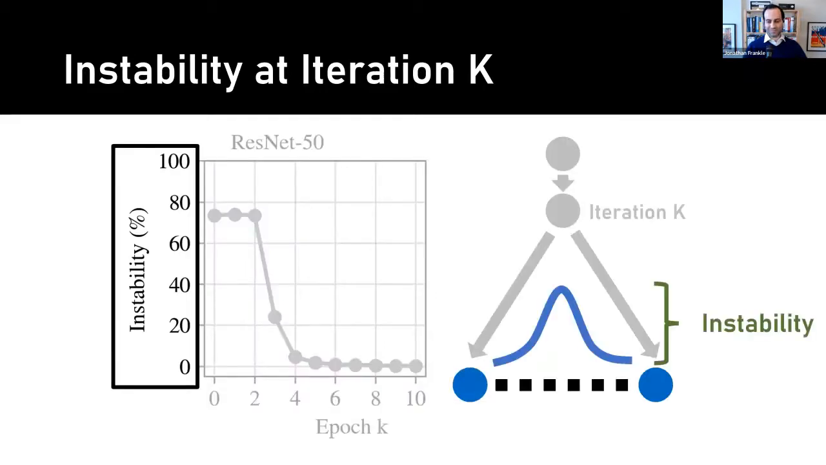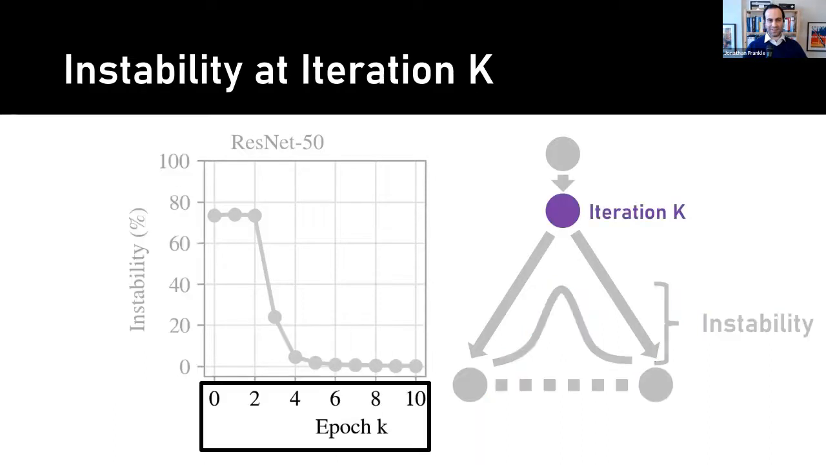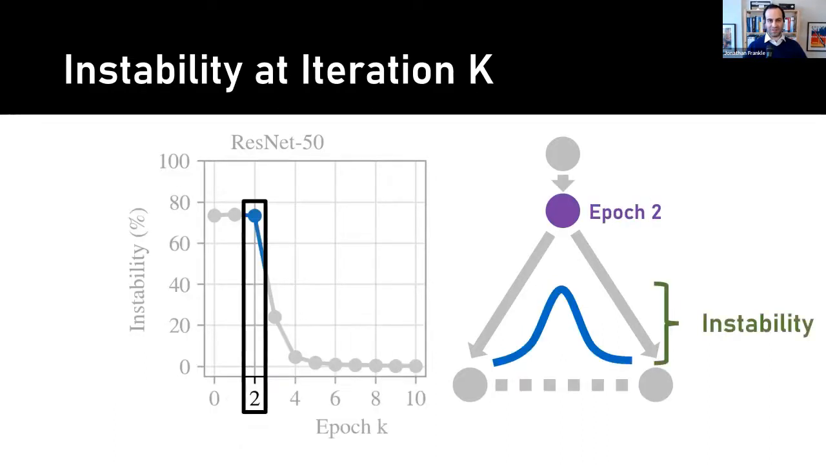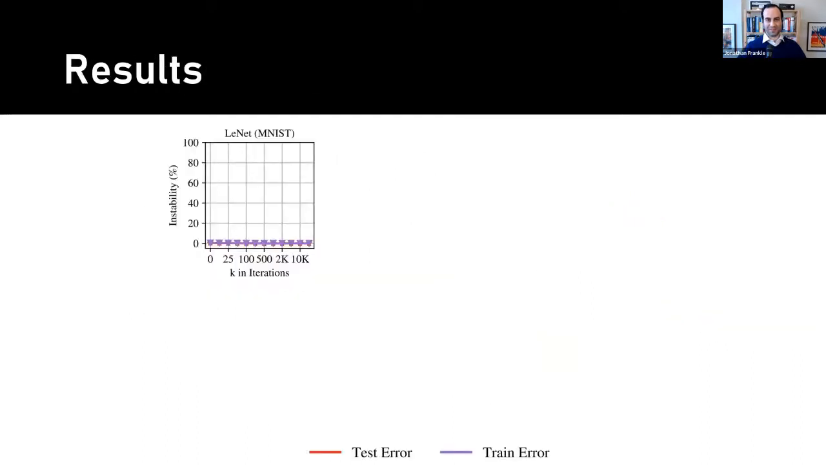So on the y-axis, I'm plotting the instability, the height of the barrier. On the x-axis, I'm plotting the iteration k where I make this split. So, for example, you can look at this particular point here. This is where I'm making the split at epoch 2, training the 2 copies, and then this point here on the y-axis gives me the height of the barrier. Okay, everybody comfortable with this so far? Because I'm about to throw 5 graphs at you that look just like this. Okay, let's start with 1.